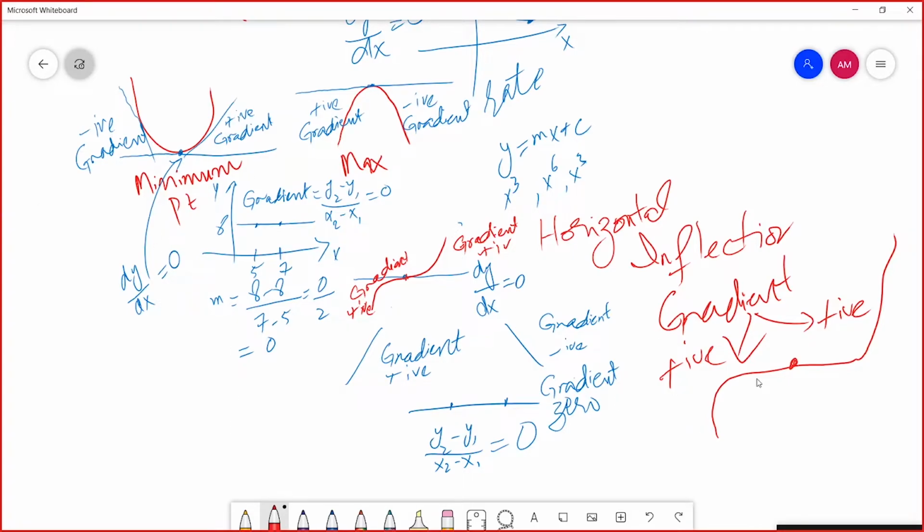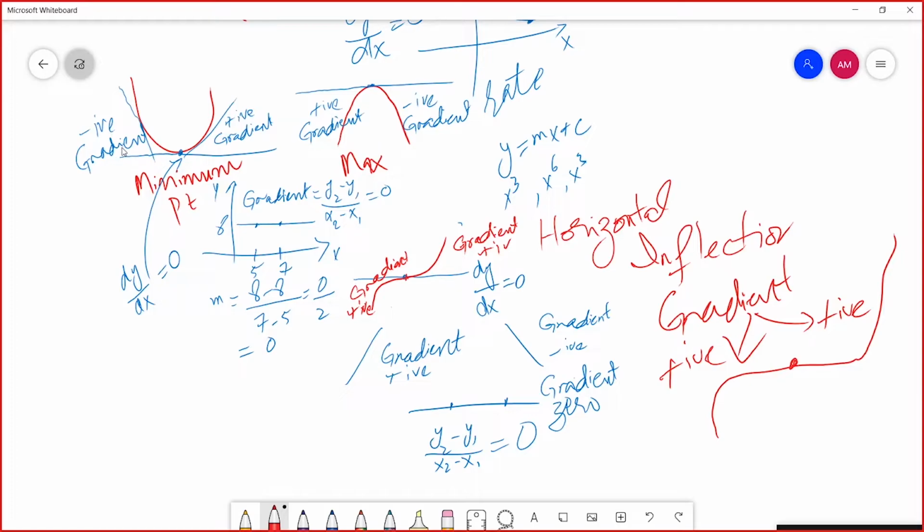We will make use of these facts once we are given just an equation, without the graph. We would find where the point is: we would find dy by dx, then put in a value of x lower than that point where dy by dx is 0, and see the gradient.